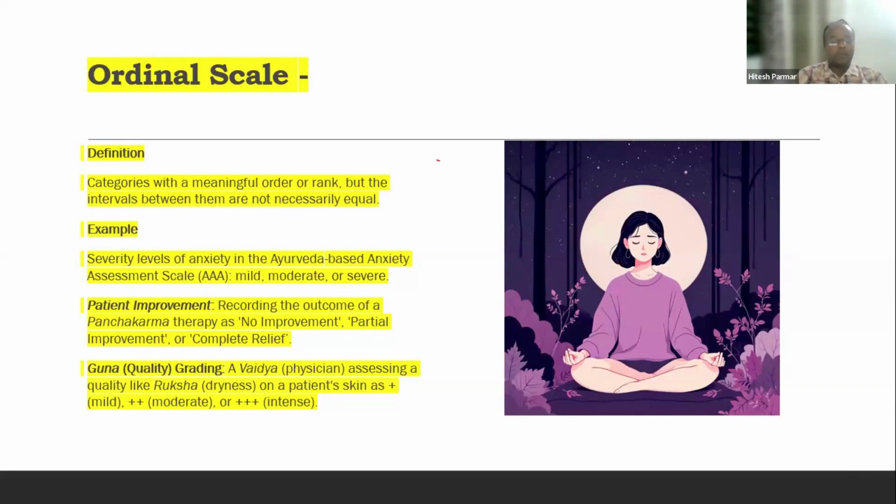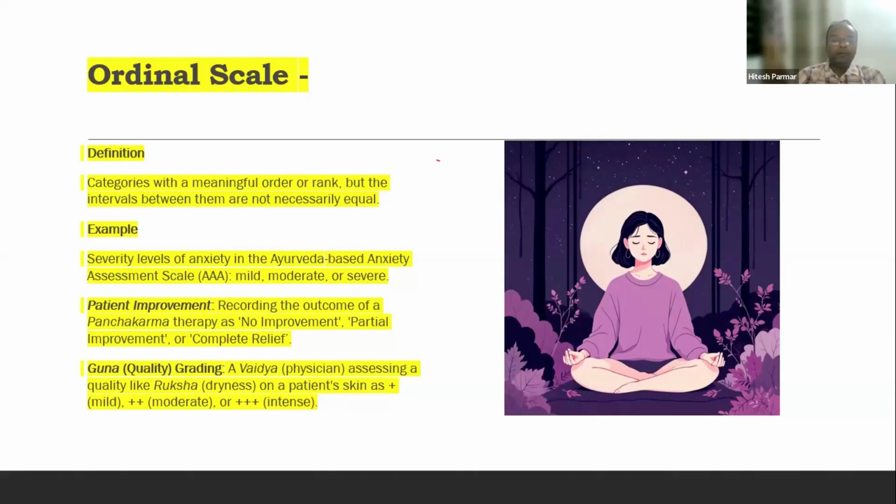Suppose with respect to percentage you want to see your categories, then the pie chart is more preferred. And if you have categories and you want to see the comparison level, then maybe the bar chart is more preferred, right? So here also you have frequency and percentage, and you can calculate the median in terms of ordinal scale.